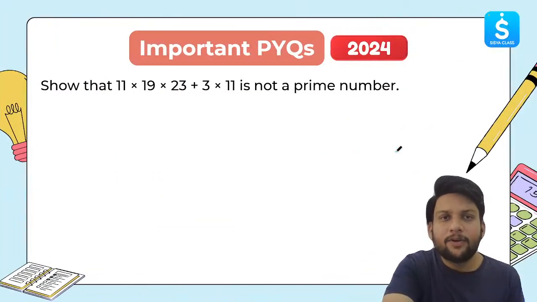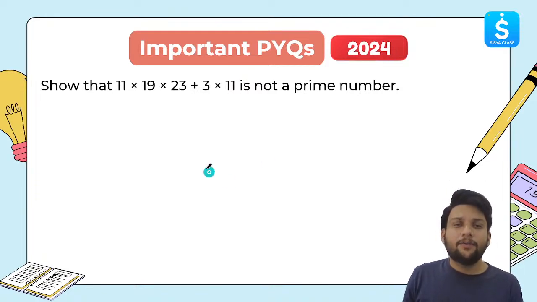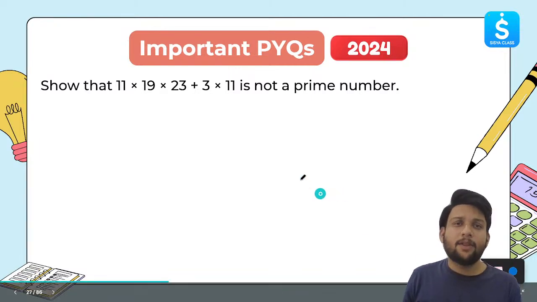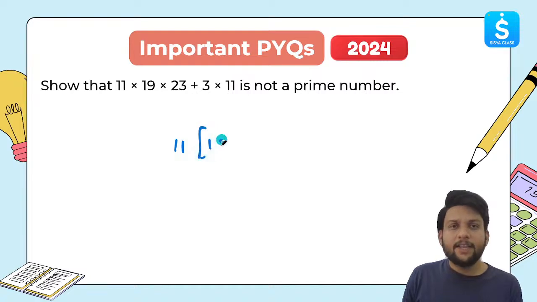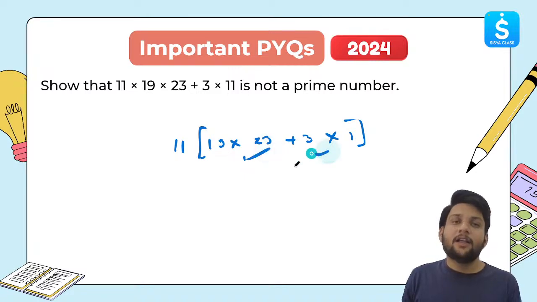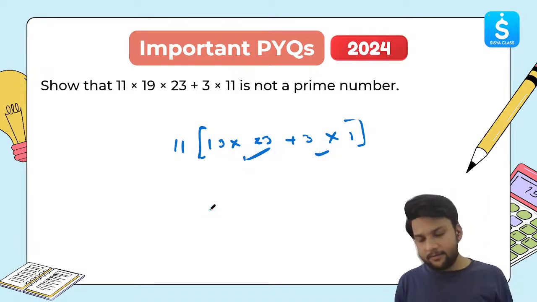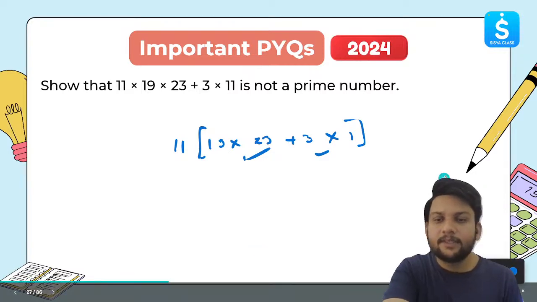Great. Let's move forward. Now show that 11 times 19 times 23 plus 3 times 11 is not a prime number. Again, we will just follow the similar procedure that we have been doing up till now. I will just take 11 common. I will get 11 times (19 times 23 plus 3 times 1). Now what do we have? We have more than two factors. Clearly composite. Easy, right? Great.